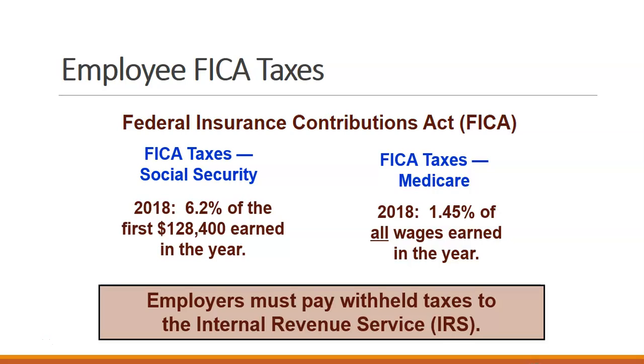With Social Security, once you pass $128,400, you stop paying Social Security for that year. And then you restart in January until you get up to $128,400.